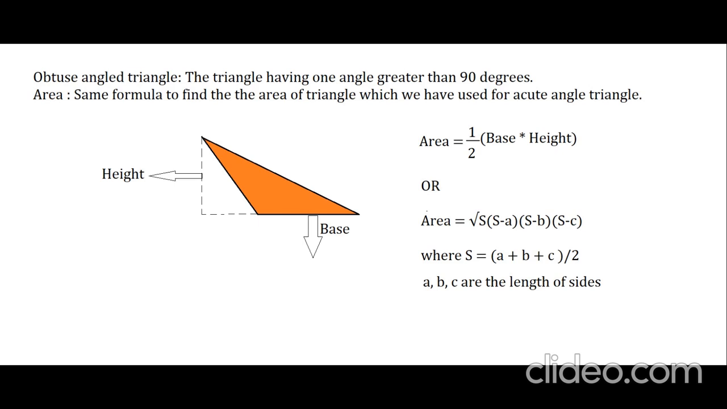Next one is obtuse angle triangle. The triangle having one angle greater than 90 degrees. Then we have to find the area. The area formula will be the same as whatever we have used for the acute angle triangle. Same half into base into height. And if the base and height are not given, then we simply use Heron's formula and we can find the area of the obtuse angle triangle.